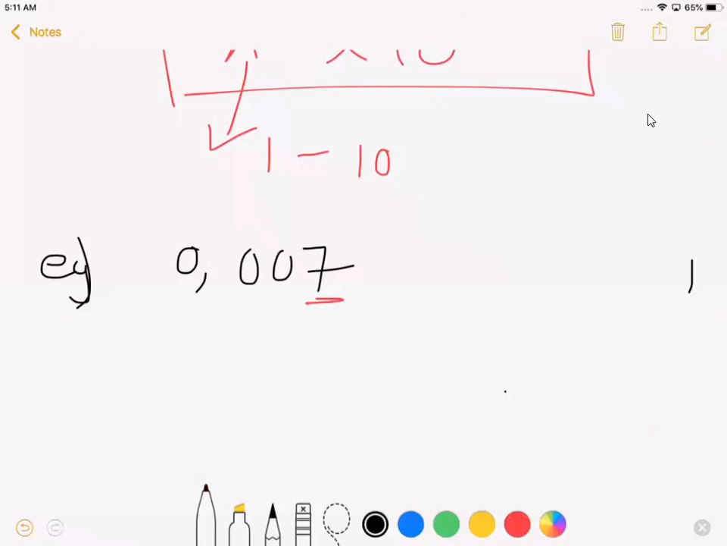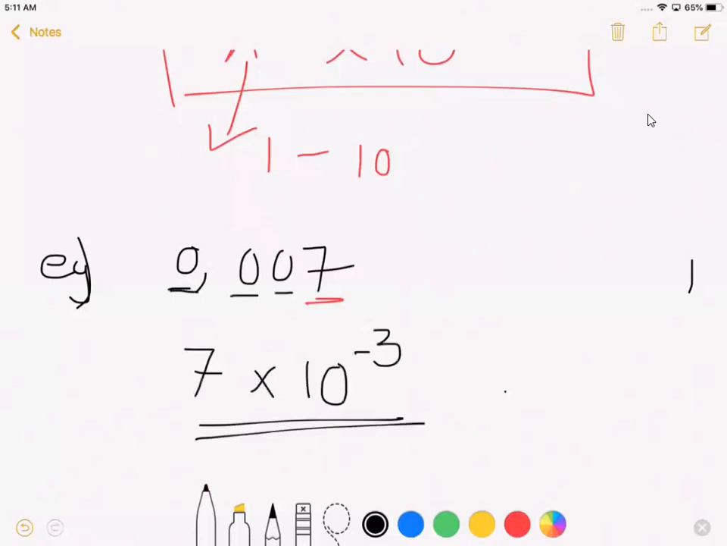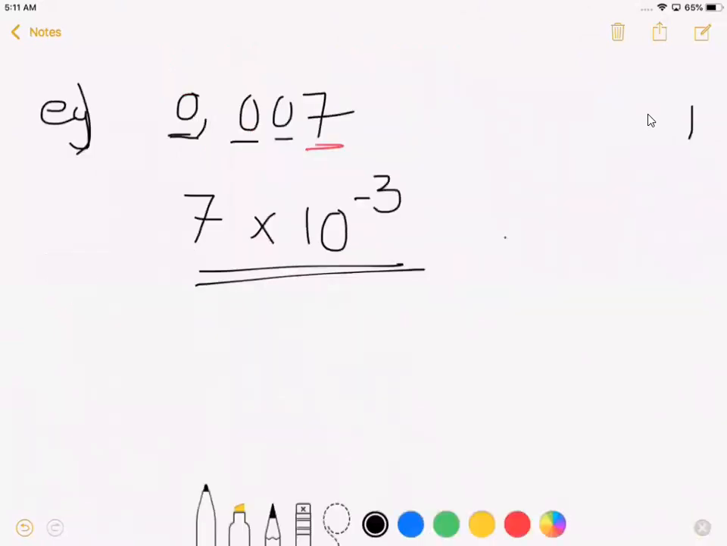So I will write that number, which is 7, times 10 to the power of, if the number is starting with zeros, you count how many zeros you have. 1, 2, 3. If the zeros are in front, then you say to the power of minus 3. That is example number 1. Example number 2.